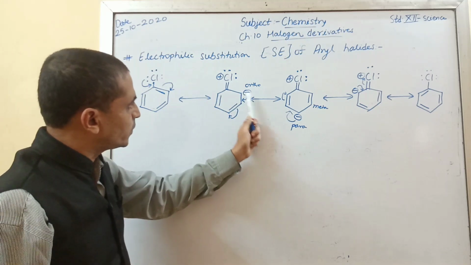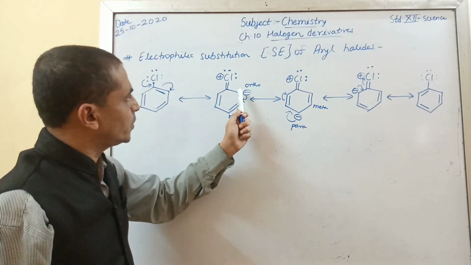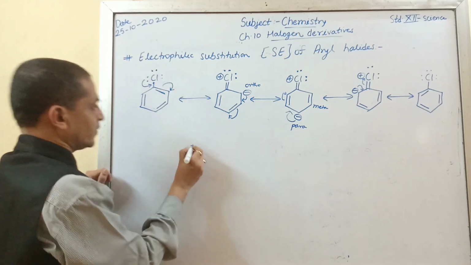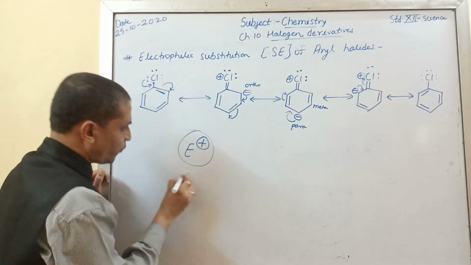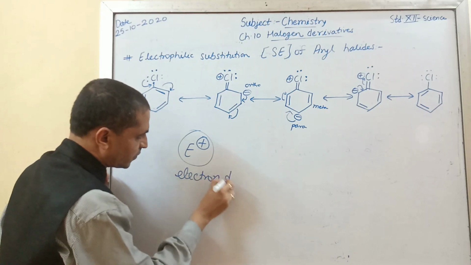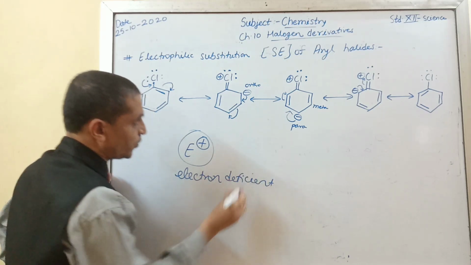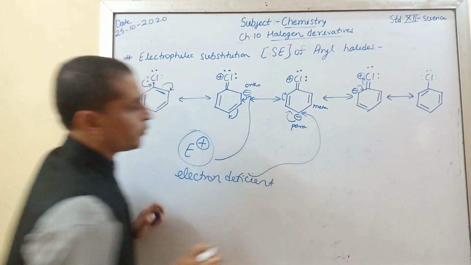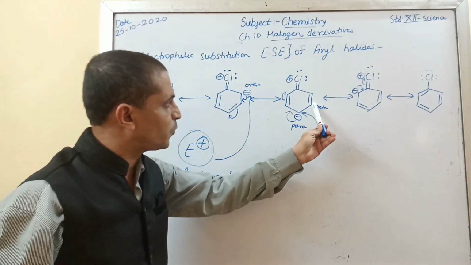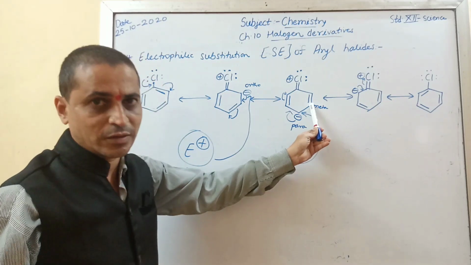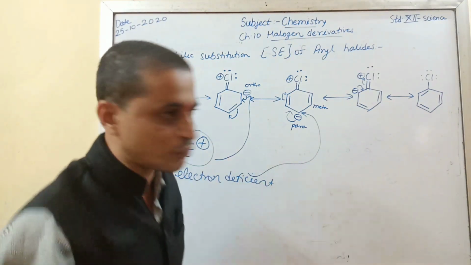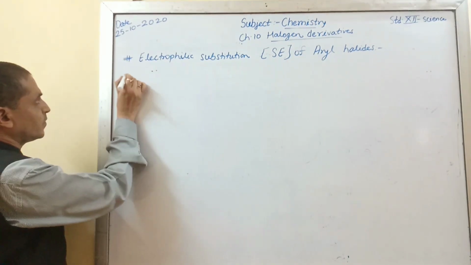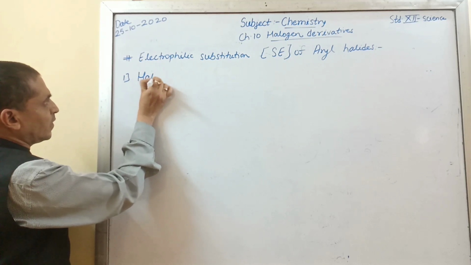Remember that at the ortho position and at the para position there is more electron density, and therefore the electrophile can attack this way. Electrophiles are electron deficient. So they can attack at the ortho position or they can attack at the para position. But they are not able to attack at the meta position because at the meta position there is no electron density. I hope you understood this concept. Let us start with the main reactions of chlorobenzene. Halogenation.